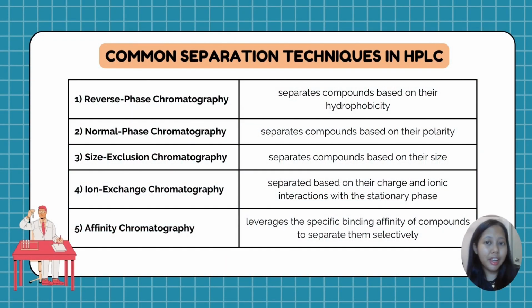Based on this table, there are 5 common separation techniques in HPLC. First is reverse phase chromatography. Second, normal phase chromatography. Third, size exclusion chromatography. Fourth, ion exchange chromatography. And lastly, affinity chromatography.